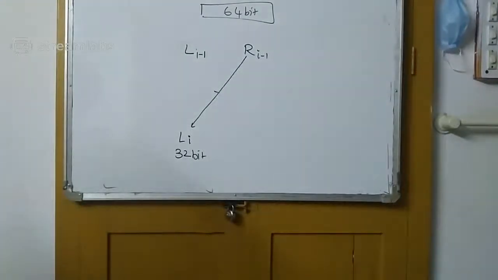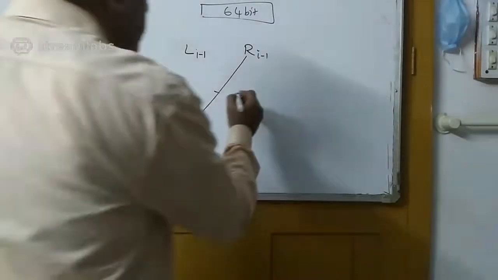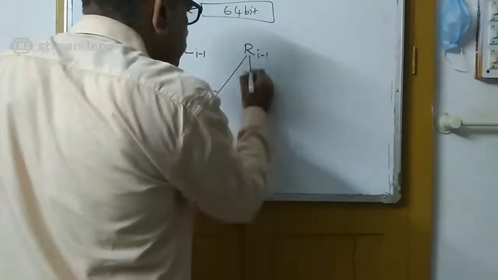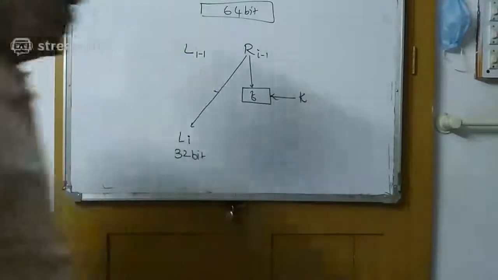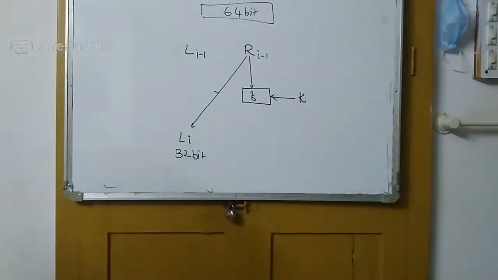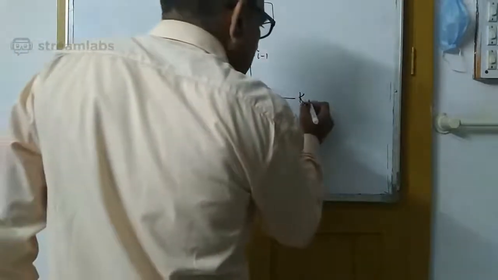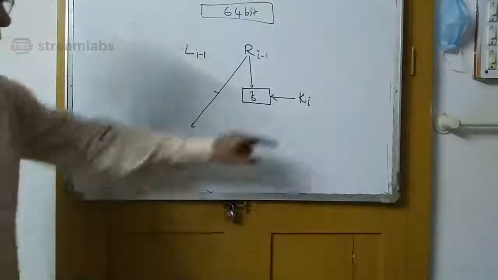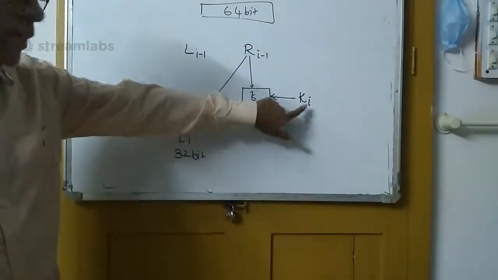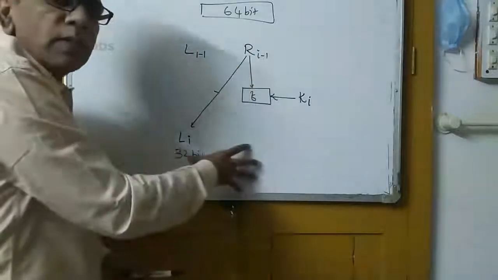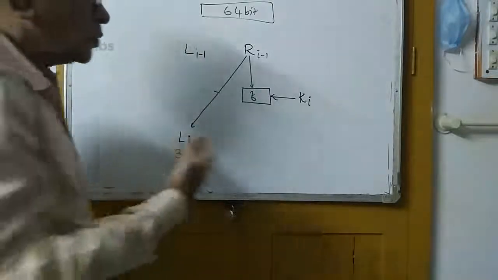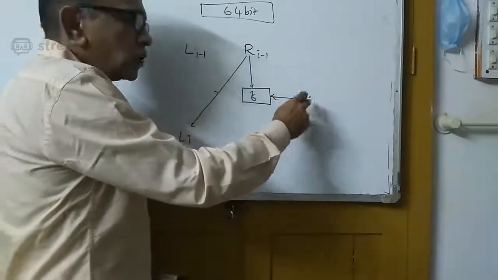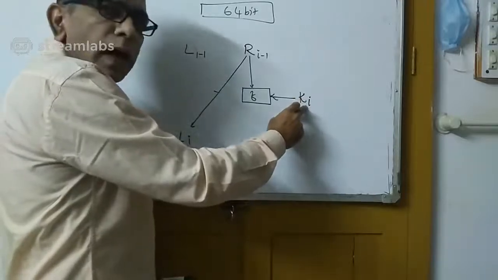Now when it comes to RI minus 1, what exactly happens here is we use some function which gets operated by a key. I'm going to call this key KI, the key of the ith round. As I said, there are 16 such similar rounds. Every round will have a different key. The same key will not be used. So at every round, you are using a different key. So this is your ith round key.